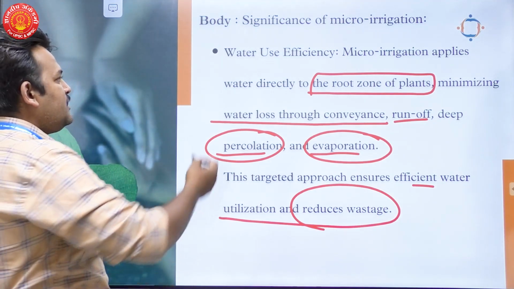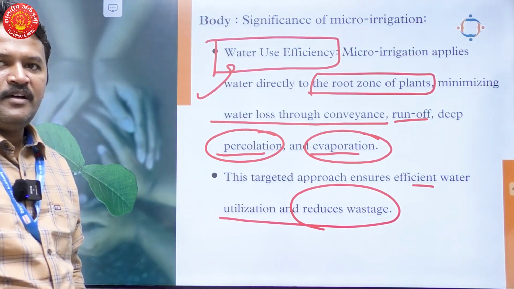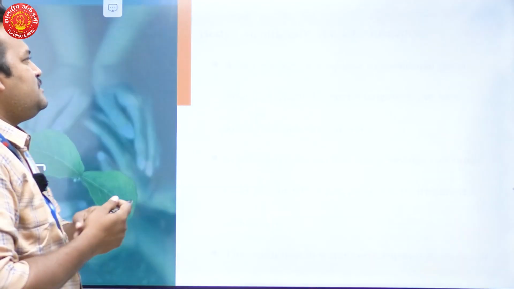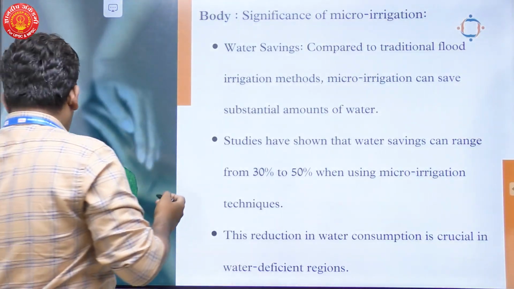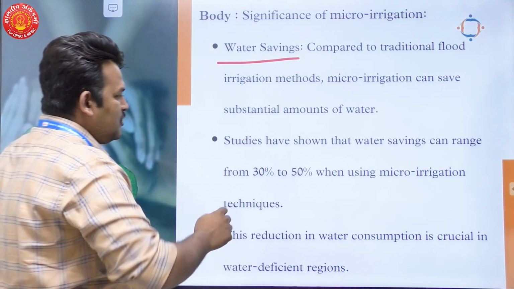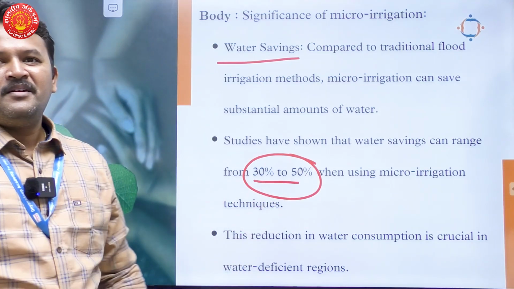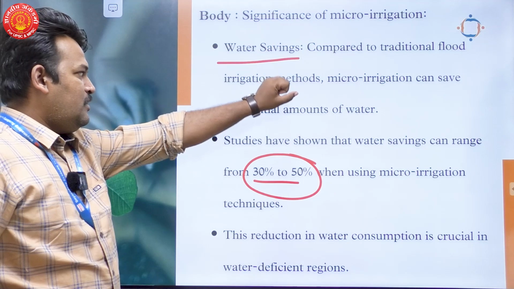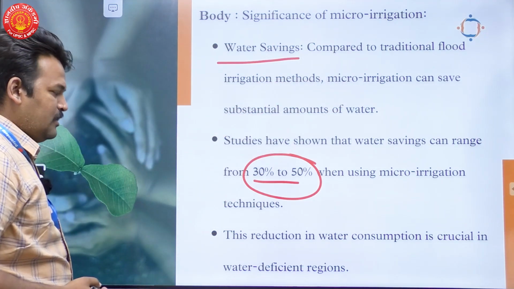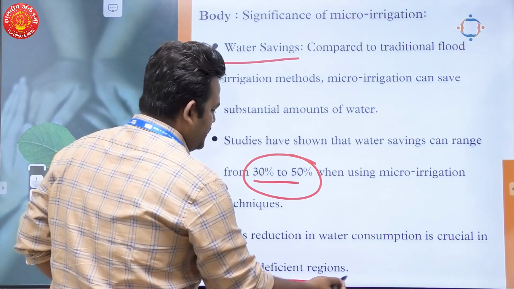So the first thing is that water use efficiency is going to increase if we implement micro irrigation practices. Then the second thing is water saving. Compared to traditional flood irrigation methods, micro irrigation can save a substantial amount of water, around 30 to 50% of total water. This reduction in water consumption is crucial for water-deficient regions.